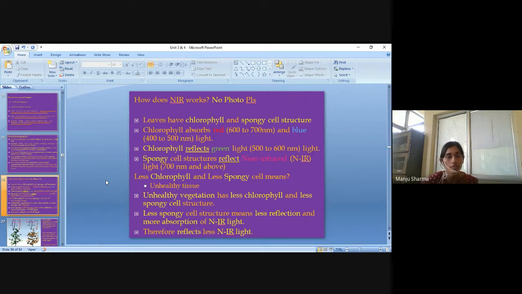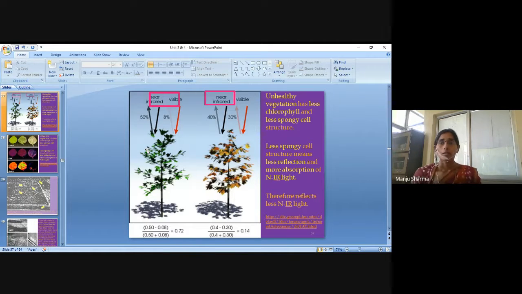Less spongy cell structure means less reflection and more absorption of near infrared light, so it reflects less NIR light. Here, unhealthy vegetation has less chlorophyll and less spongy cell structure, which means less reflection and more absorption of IR light, and therefore it reflects less NIR light.